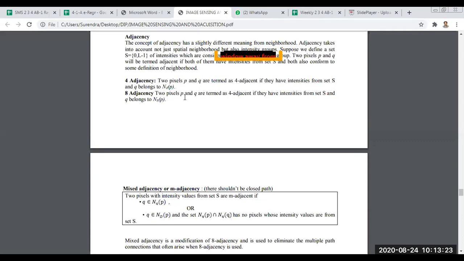While forming N4 of p and N8 of p, you have to consider q also in the second image. But q does not belong to your first image, this must be remembered. Similarly, in N8 of p also, p belongs to the first image but q belongs to the second image, even though it forms a neighbor, either N4 or N8, with p. That is called 8 adjacency. So: 4 adjacency, 8 adjacency.